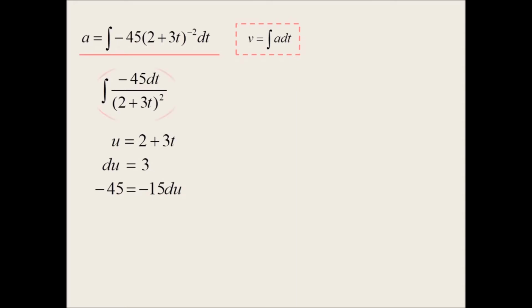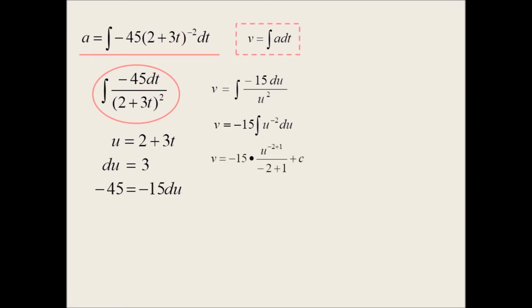Now, substitute the values into this expression. Negative 45 will now be negative 15 du, and (2 plus 3t) squared will be u squared. We can now move negative 15 outside the integral symbol and use the exponent form of 1 over u squared, which is u raised to negative 2. We can now proceed to integration using u substitution.